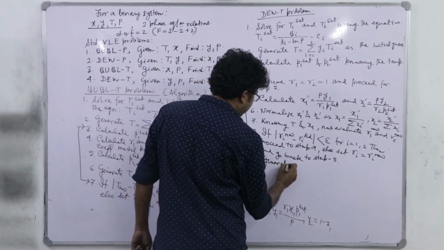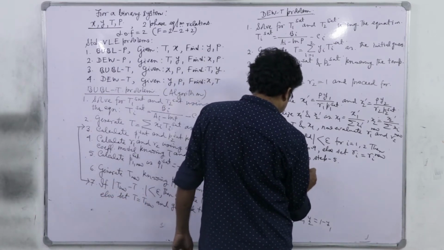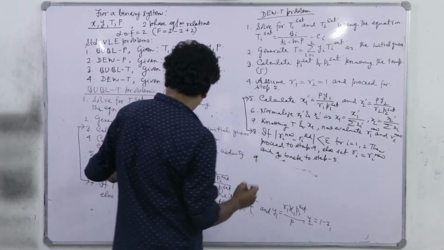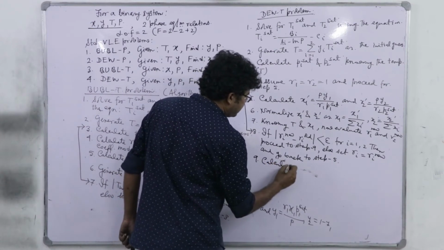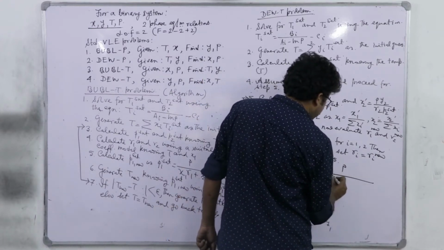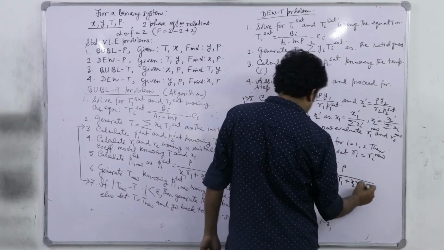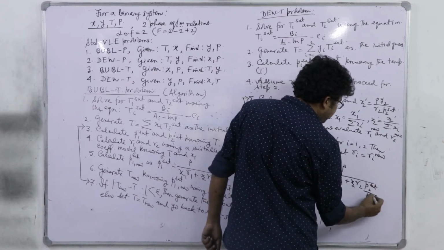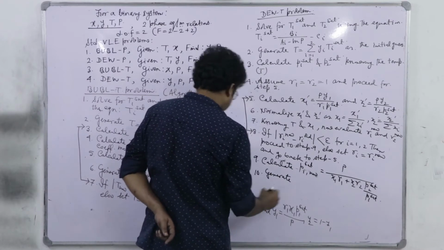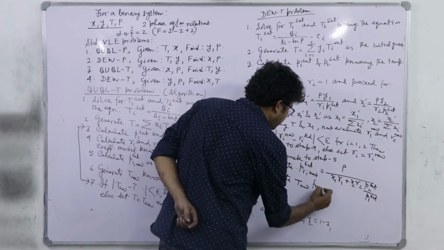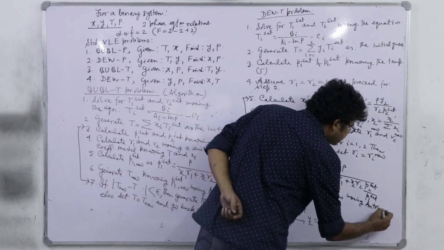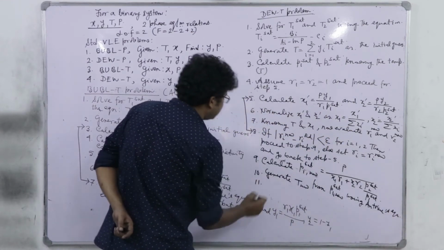generate T new. First we have to calculate the new vapor pressures. Calculate P1 sat new as P divided by x1 gamma 1 plus x2 gamma 2 P2 sat by P1 sat. Generate this T new from P1 sat new using Antoine's equation, and let's go for the convergence checking.